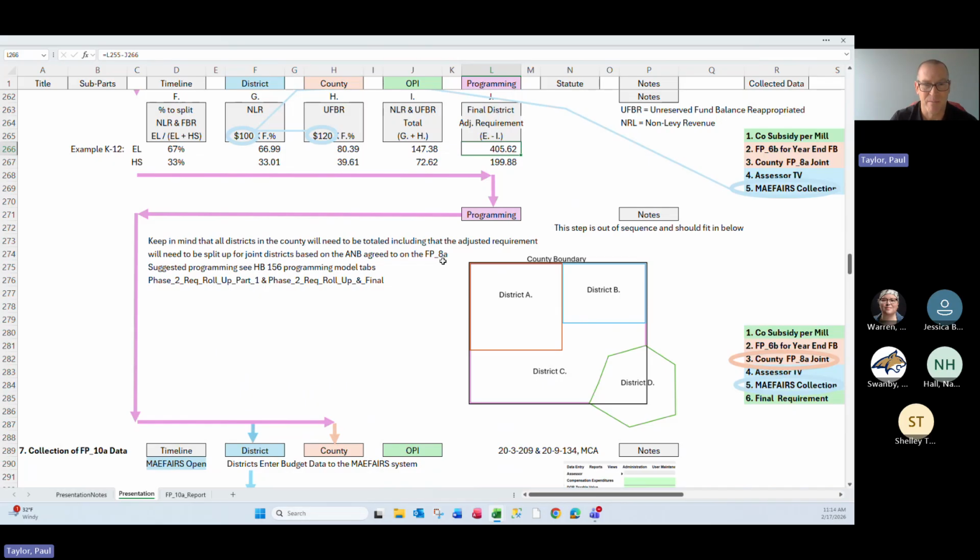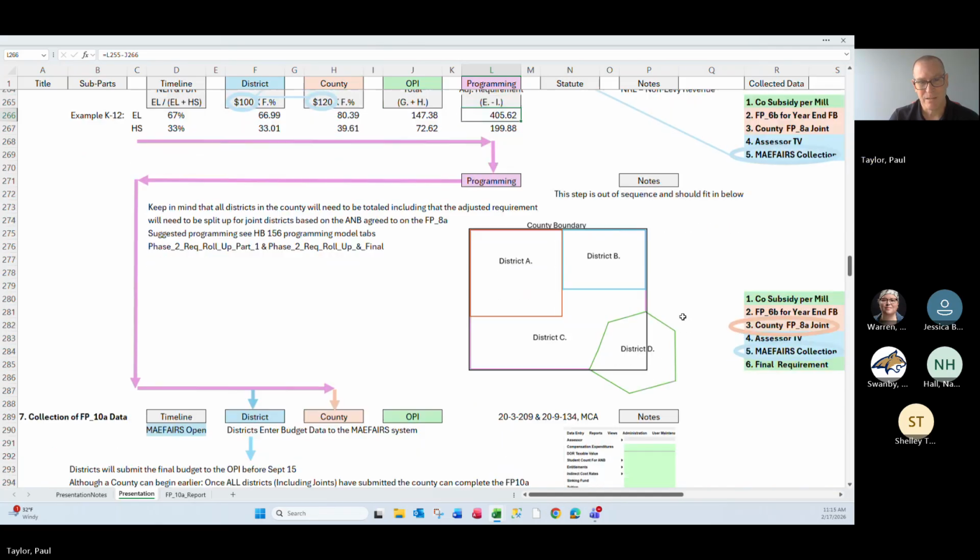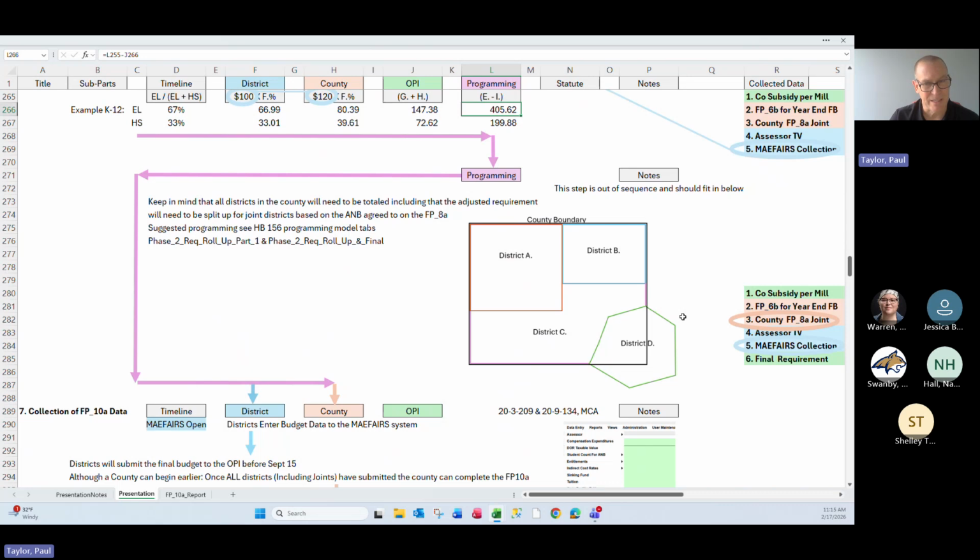There's suggested programming, and this is a reference for our programmer once again. This is just a reminder that our District D is that split, and the 8A is used to determine that A and B split for those joint circumstances. And I'm pretty sure that's what's described here for our programmers. And this is saying, here are some of these collected pieces that are being used for that calculation. I'm going to take a pause there for a second.